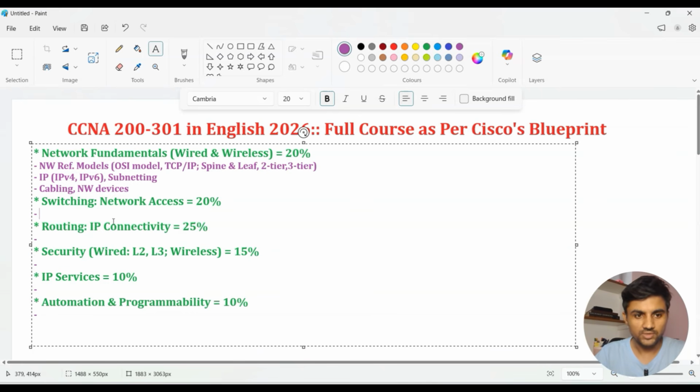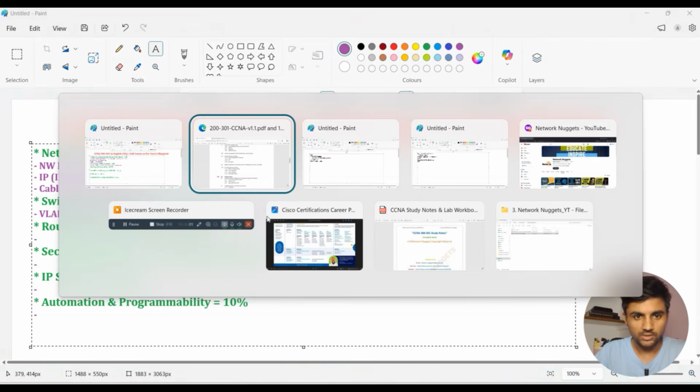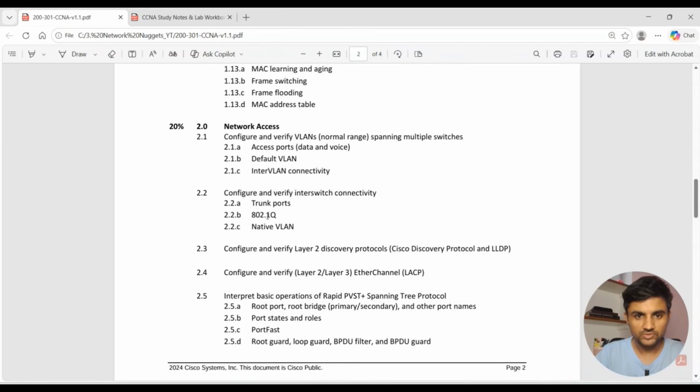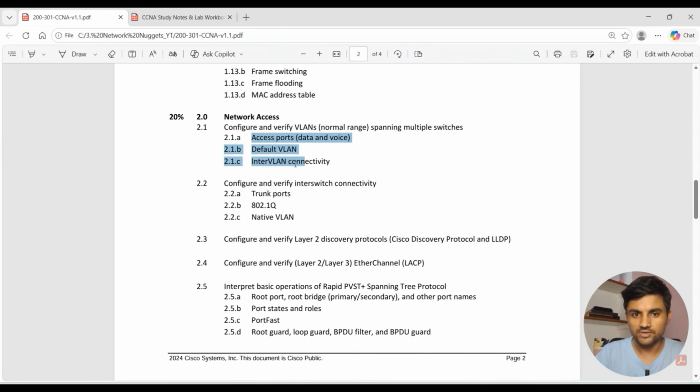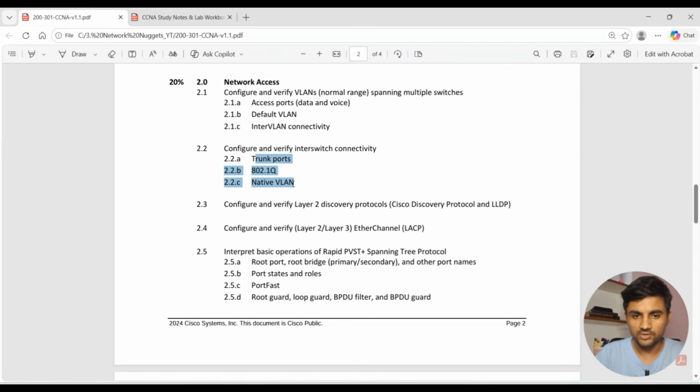Then switching is where you talk about your terms like VLANs, inter-VLAN, VTP, EtherChannel, STP, where we have the traditional STP 802.1D, Rapid Spanning Tree 802.1w, and Multiple Spanning Tree 802.1s. I'm not sure what Cisco has given us in the curriculum, but I'll be covering a lot about this. That comes under your network access: different kinds of ports, inter-VLAN, native VLAN, allowed VLANs on the trunk ports, all those concepts.